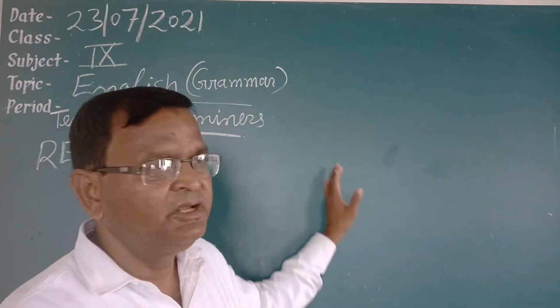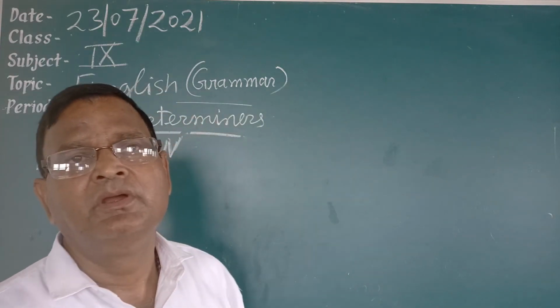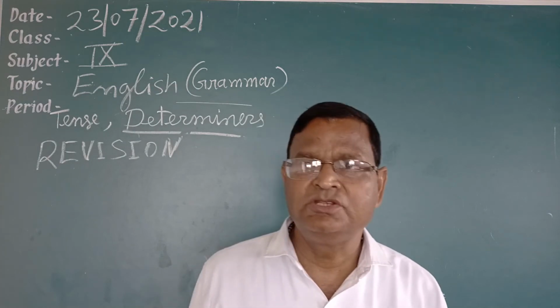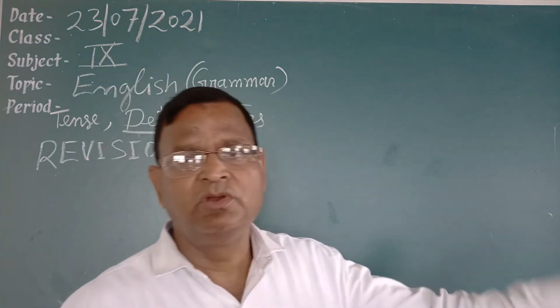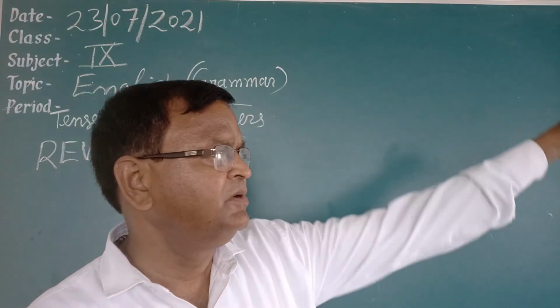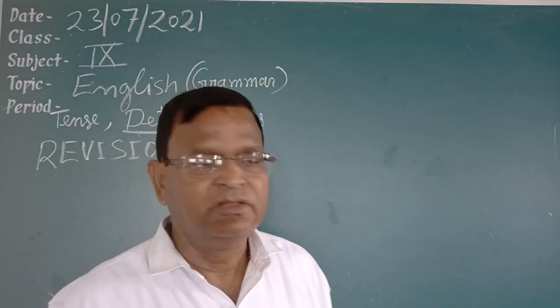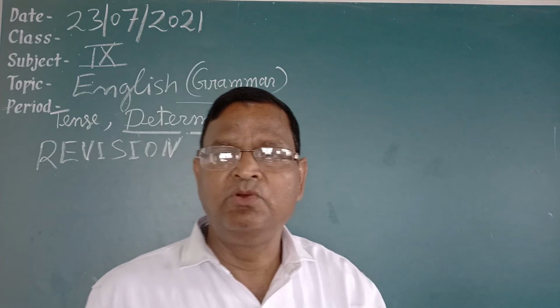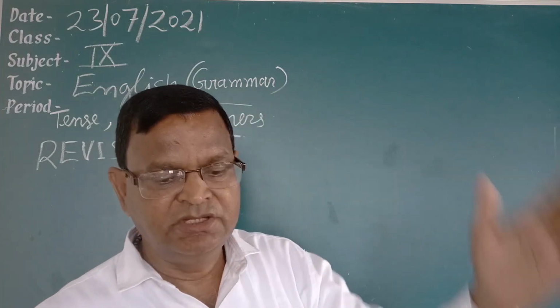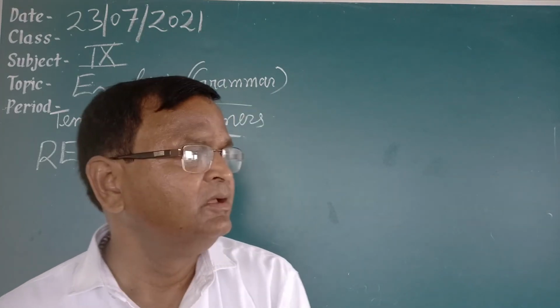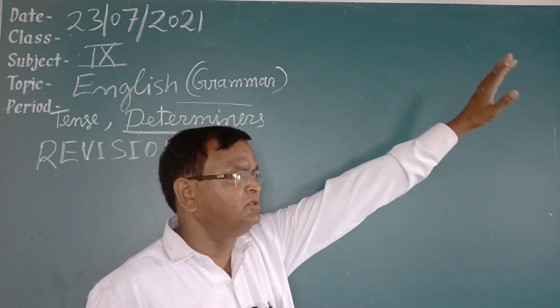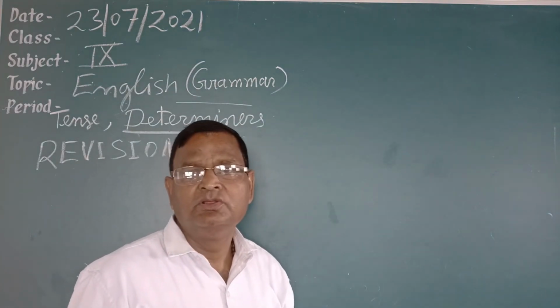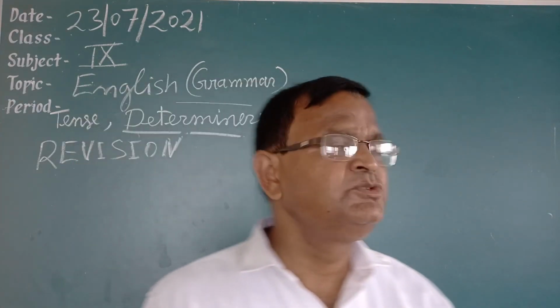Third, I have told you demonstrative: this, that, these, those. This is used for singular number if it is near, or that is used for singular if it is away. This boy, this girl, that boy, that girl. These is used for plural near, those is used for plural away. These boys, these girls. Those boys, those trees. So I have told you these 4.